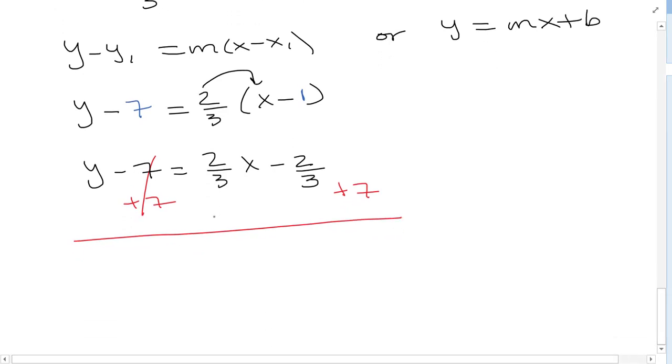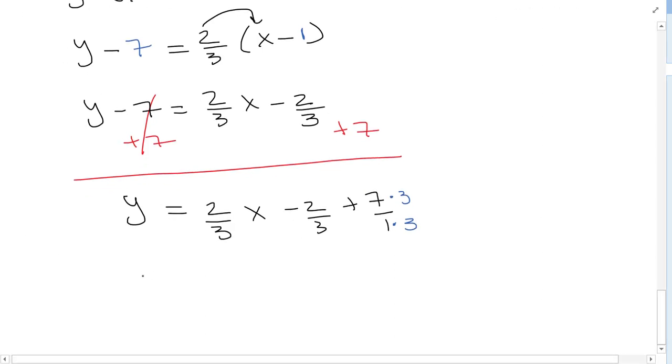Technically, these are like terms, so I could have lined them up. I don't know why I didn't. Just bear with me here. So I'm going to have y equals 2/3 x minus 2/3 plus 7. I have a fraction and a whole number, so I'm going to put a 1 underneath that 7 so that I can get a common denominator. What's our common denominator? 3. So I'm going to multiply top and bottom by 3.